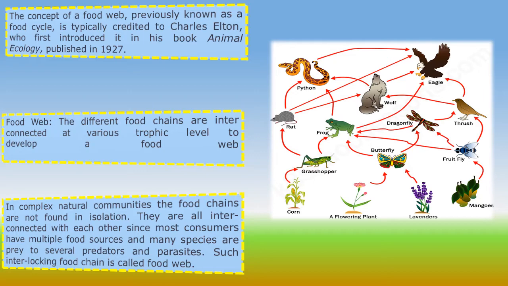In complex natural communities, the food chains are not found in isolation. They are all interconnected with each other, since most consumers have multiple food sources and many species are preyed on by several predators and parasites. Such interlocking food chains are called a food web. As depicted in the picture, there are some prey which have different predators, and an organism gets different options for feeding as compared to a food chain. In a food chain there is only one option, which runs in a unidirectional flow, whereas in this picture each organism has different options for feeding. This interlocking, or interconnected, system of different trophic levels and different organisms is known as a food web.